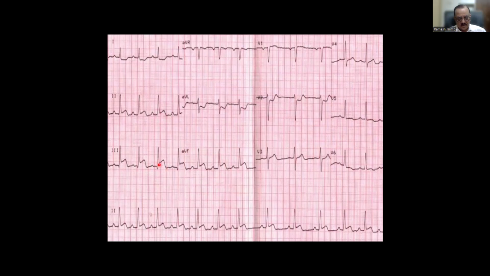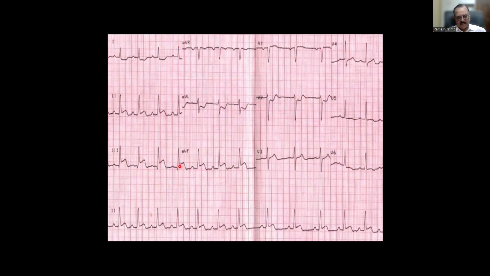From the baseline, this is called the J point. Is the J point elevated above the baseline, or is it on the baseline, or is it depressed from the baseline? Elevated. Everybody is able to identify this elevation? Yes, sir. 17 people are there. So correct, this is an ST elevation.